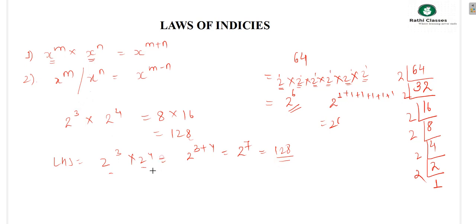For 3 and 4 it is easy. What if I am given an example, suppose the question is 256 into 512? What you can do is, instead of writing the final answer, you can leave it in terms of 2's power. That is, what is 256? 2 power 8. What is 512? 2 power 9. So the answer is 2 power 8 plus 9, that is 2 power 17. So this is the way we can simplify our calculation and leave it in terms of 2's power. So this is the application of laws of indices.